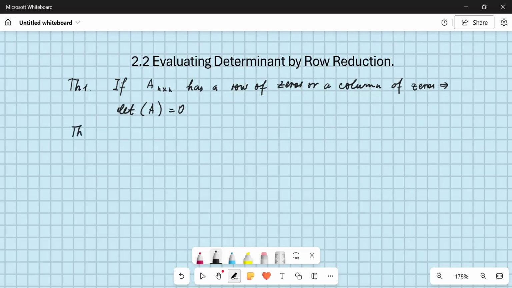Next theorem. Theorem number 2. Determinant of transpose matrix is going to be equal to determinant of original matrix. Well, here maybe I'll say a few words about that. Imagine that I calculate determinant of matrix A as expansion by the first row. So A11, C11 plus ... plus A1n, C1n.